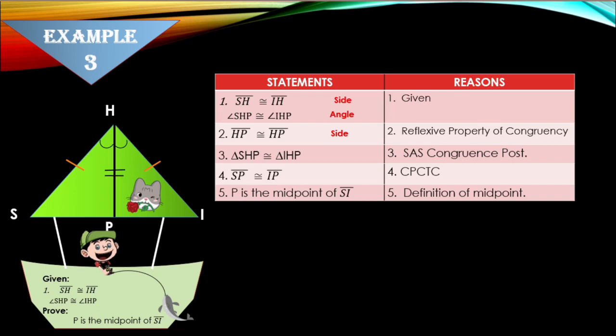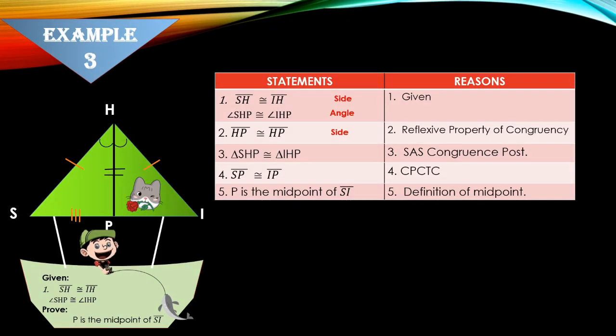Now that we have two pairs of congruent sides and one pair of congruent included angles, we can say that triangle SHP is congruent to triangle IHP by SAS congruence postulate. And by that, segment SP is congruent to segment IP by CPCTC. Therefore, P is the midpoint of segment SI by the definition of a midpoint.